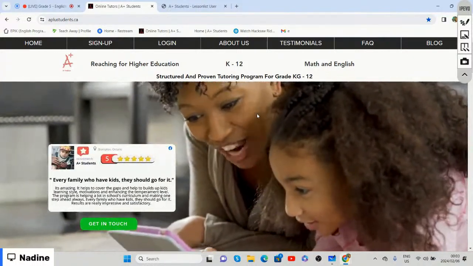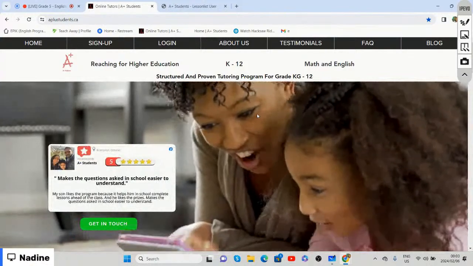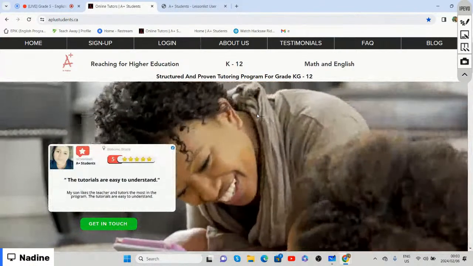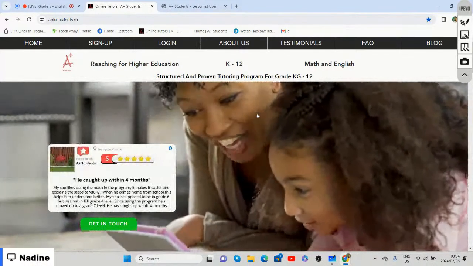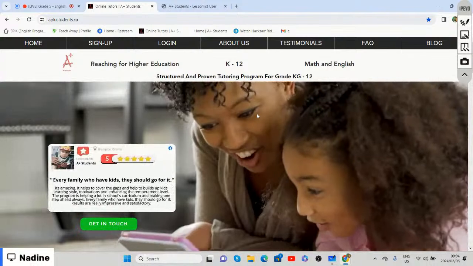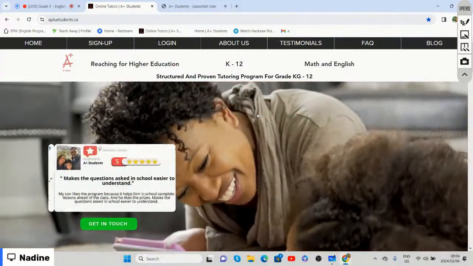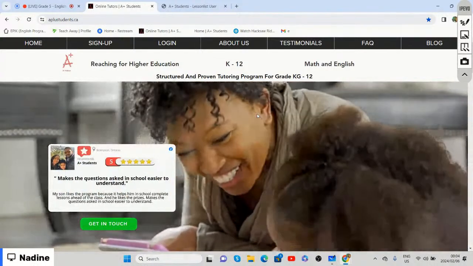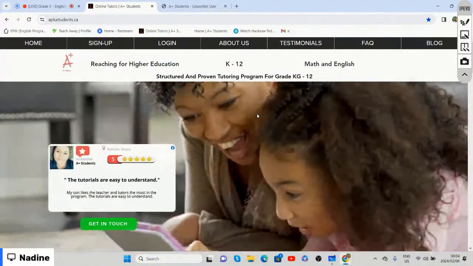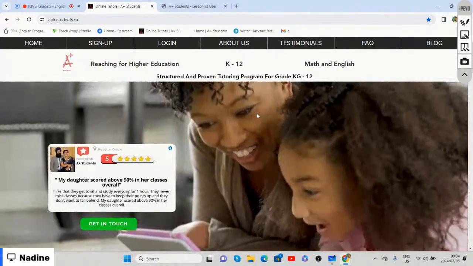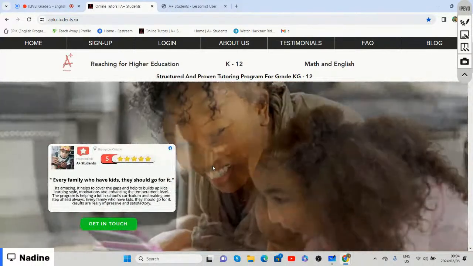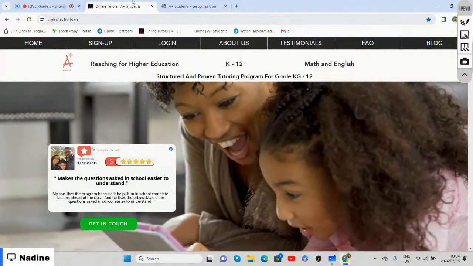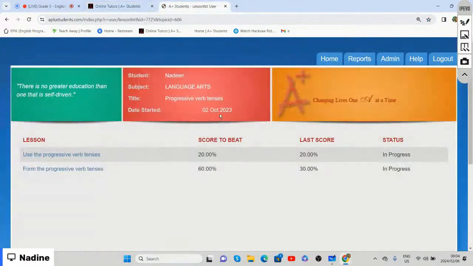Once we've logged on to aplusstudents.ca with our username as well as our password, we're going to select the subject of language arts, which is English language arts, grade 5. And then we're going to scroll down until we get to the chapter of progressive verb tenses.